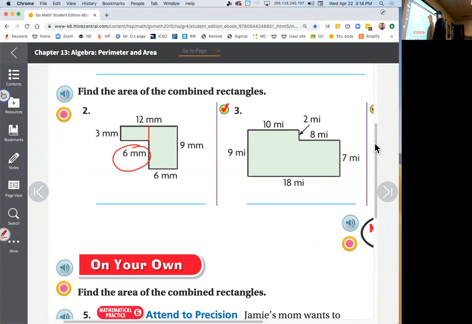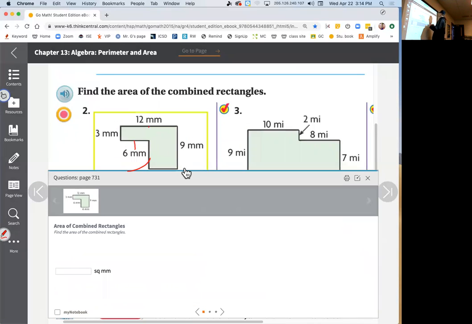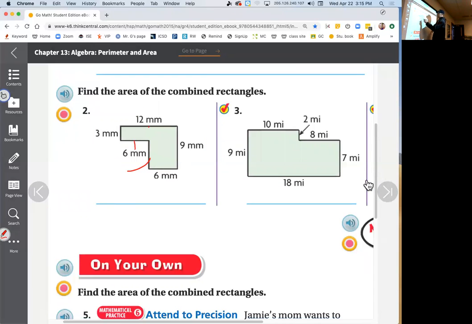It says 6 meters. Which one is it? It has no arrows, so it could be this one, or it could be this one. But let's look. If we go from the bottom all the way to the top, it's 9, and this is 3. So what's 3 plus something to give me 9? 6. So it definitely is this one. This whole thing is 12, but this is only 6.